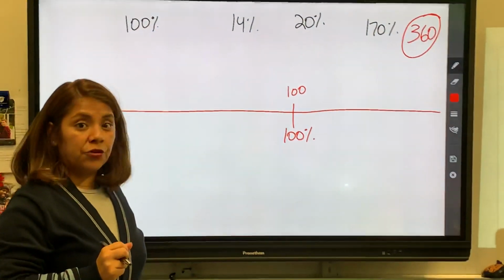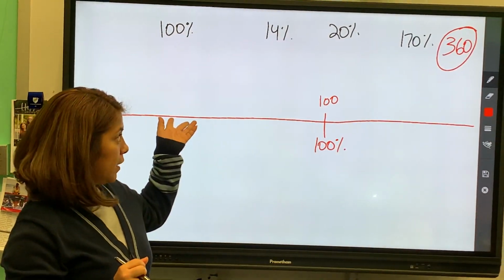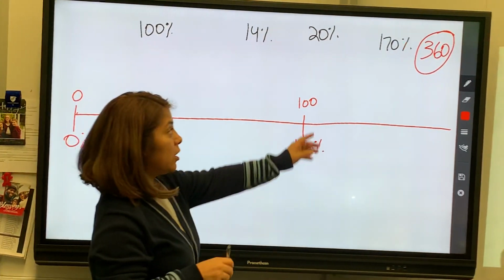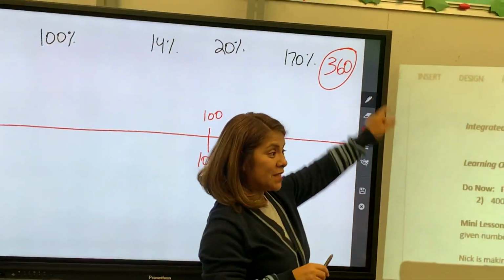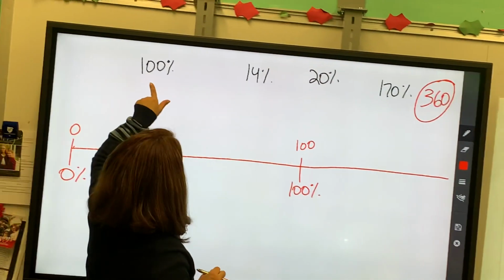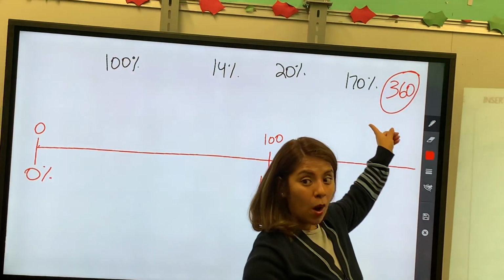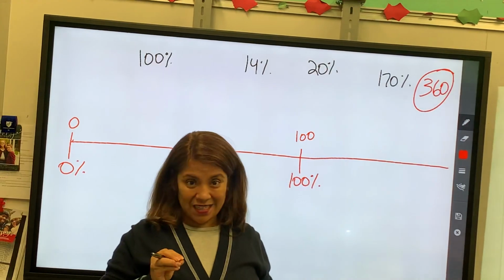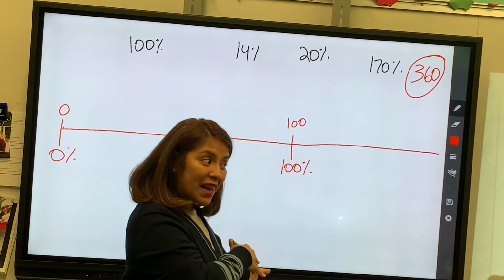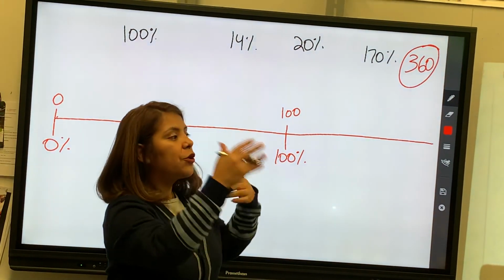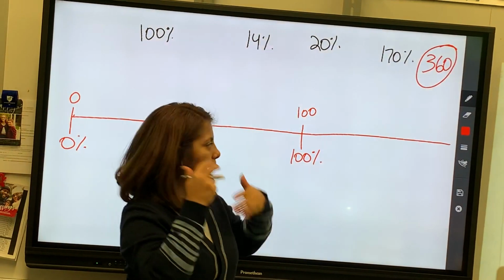So now we're going to start by doing percent. As you can see, we're going to find the percent of 360. We're going to find the 100%, the 14%, the 20%, and the 170%. We have already discussed this in class, and we're just going to go back, okay?